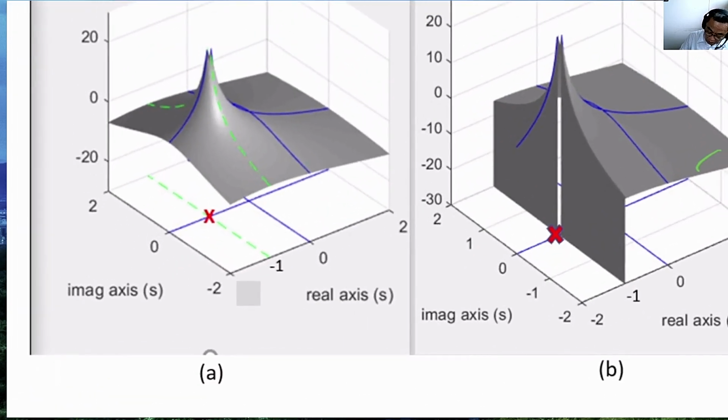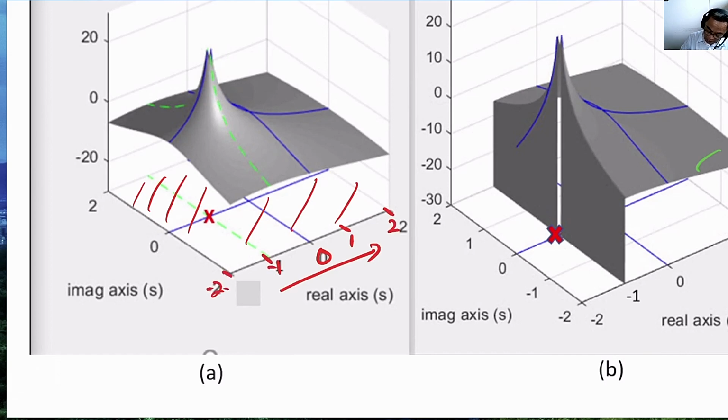So I'm going to draw where s is. This is the entire s plane. This is the real axis here. So this is 0, this is 1, this is 2, this is minus 1, and this is minus 2 along the real axis. Here is the imaginary axis. This is 0, this is j1, and this is j2. This is minus j1, and this is minus j2. Alright.